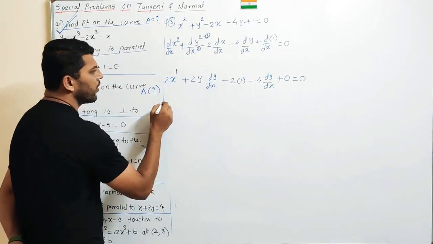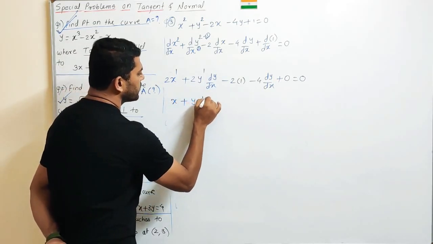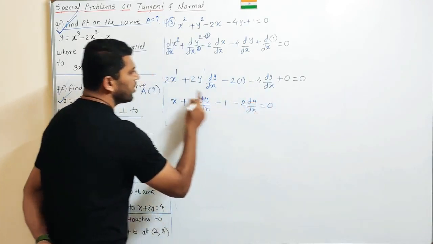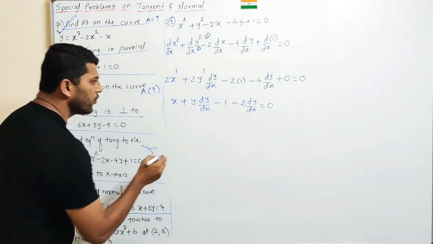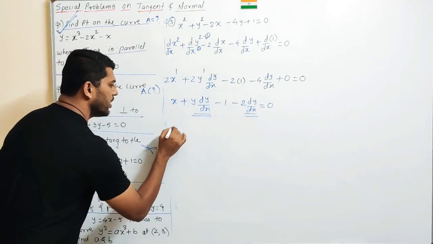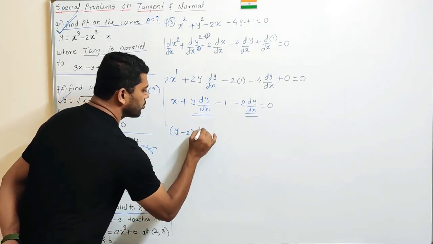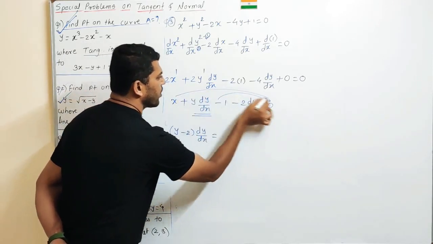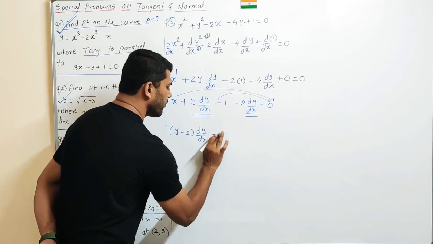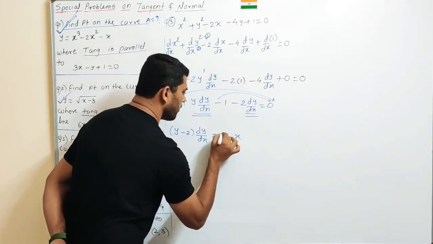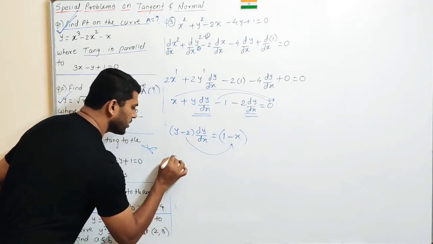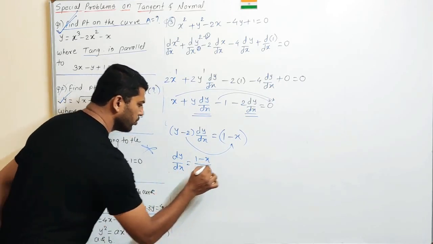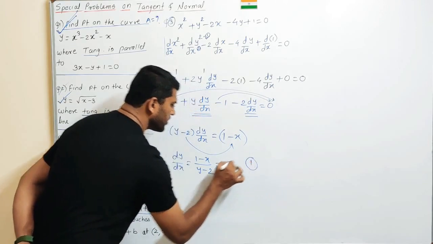If you observe, you can divide throughout by 2, so it's x plus y times dy by dx minus 1 minus 2 times dy by dx equal to 0. So here I divided throughout by 2. So if you observe these two terms, dy by dx is common, so let's take that dy by dx outside. It's y minus 2 times dy by dx, and these two are the terms without dy by dx. Let's shift them on RHS. So this minus 1 on RHS becomes plus 1, and I am shifting this plus x on RHS becomes minus x. So it's 1 minus x. Please shift this bracket on RHS, and finally the dy by dx is 1 minus x upon y minus 2, which is nothing but the slope of tangent, and please mark this as 1.